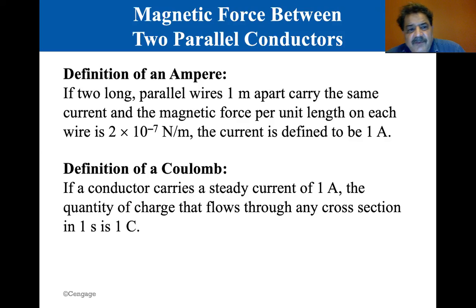Now, the definition of a Coulomb. If a conductor carries a steady current of 1 amp, the quantity of charge that flows through any cross-section in 1 second is 1 Coulomb. Okay, and I think that's it. Yes, that's it for this little section.